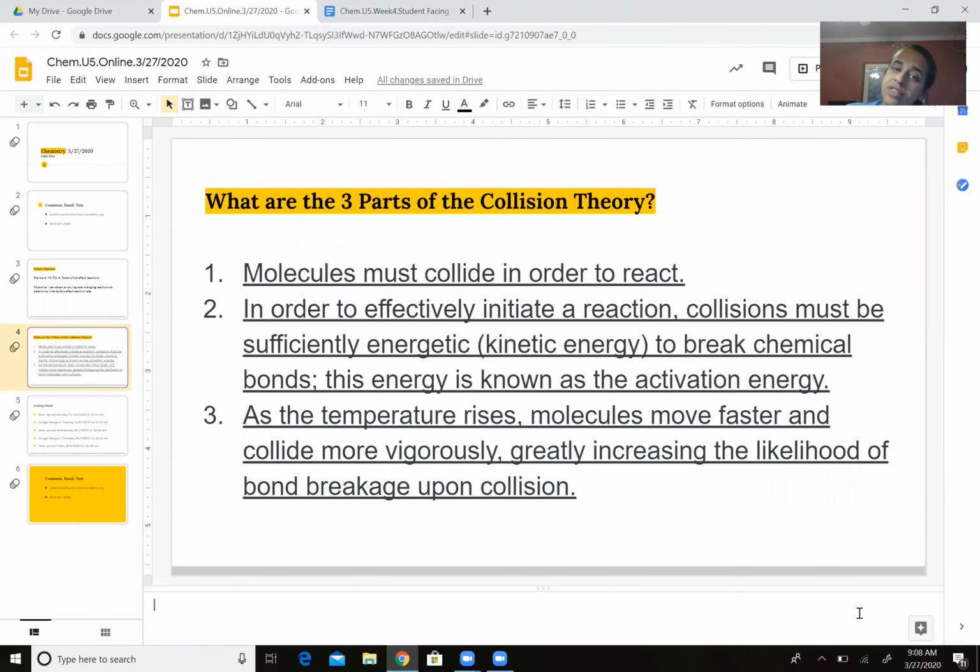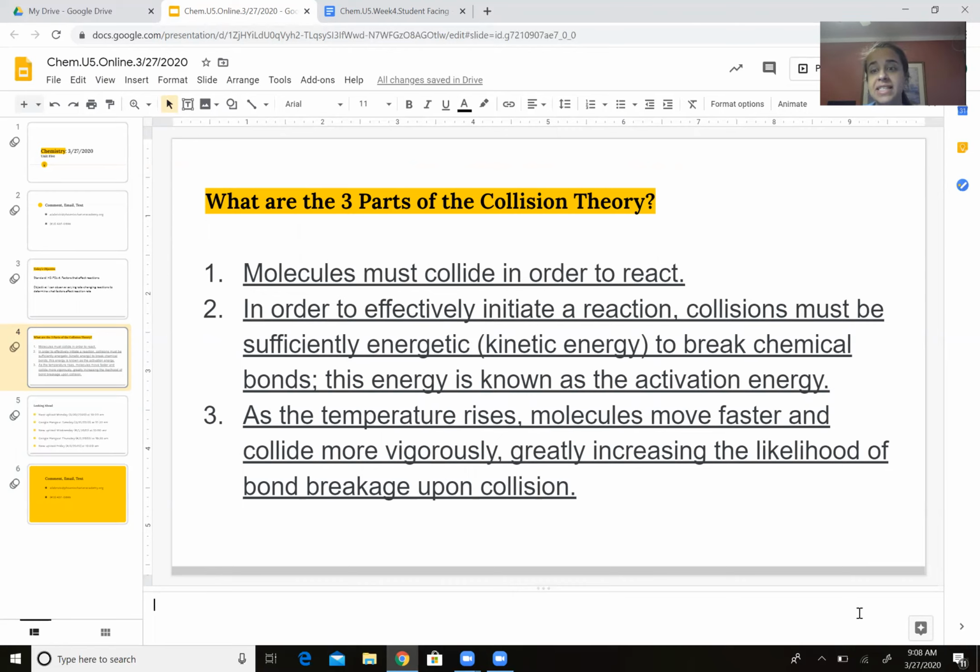So the three parts of collision theory. One is molecules must collide in order to react. That should make sense, because if stuff isn't coming into contact with each other, how could it ever create an explosion, or create a change in anything? The next two are pretty wordy, but basically number two is there must be enough energy in order for these molecules to react.